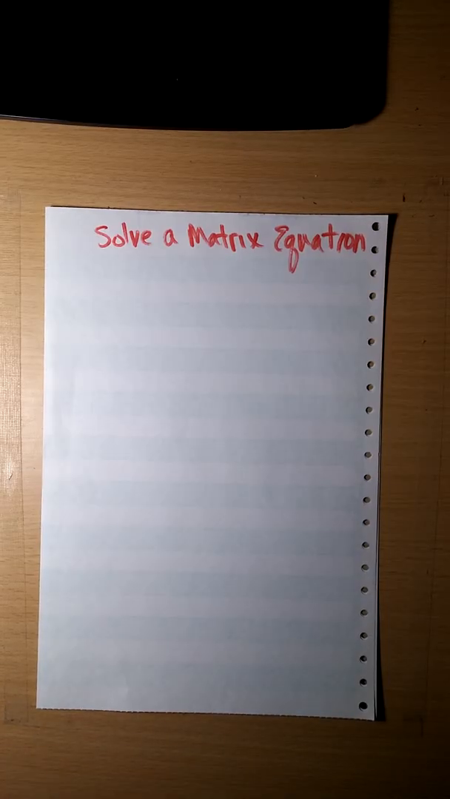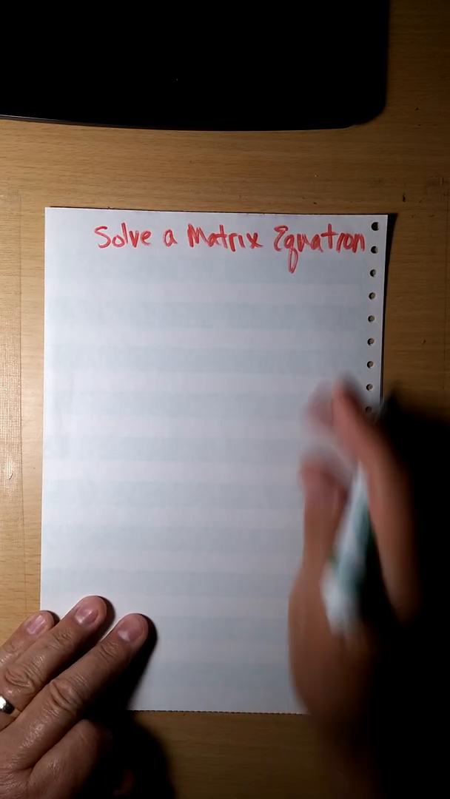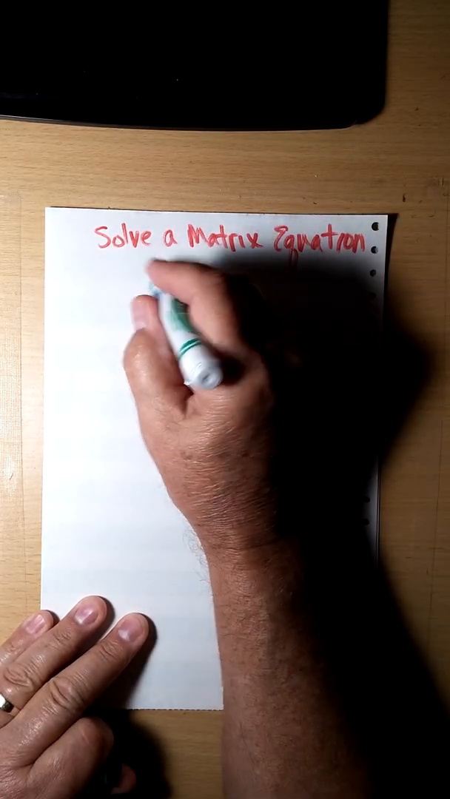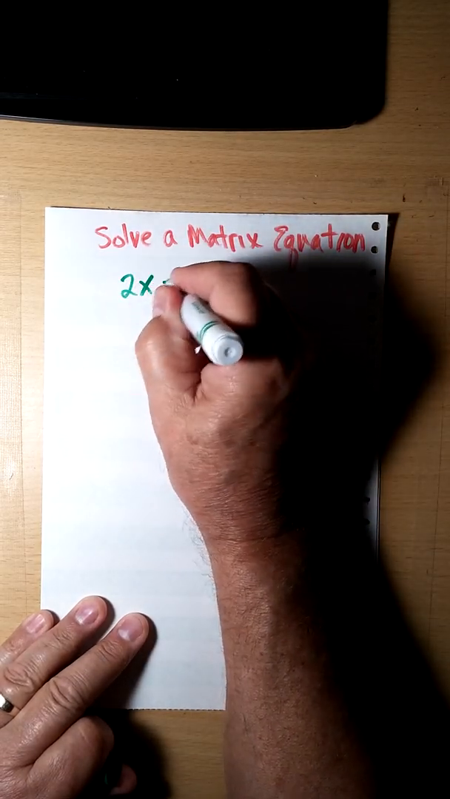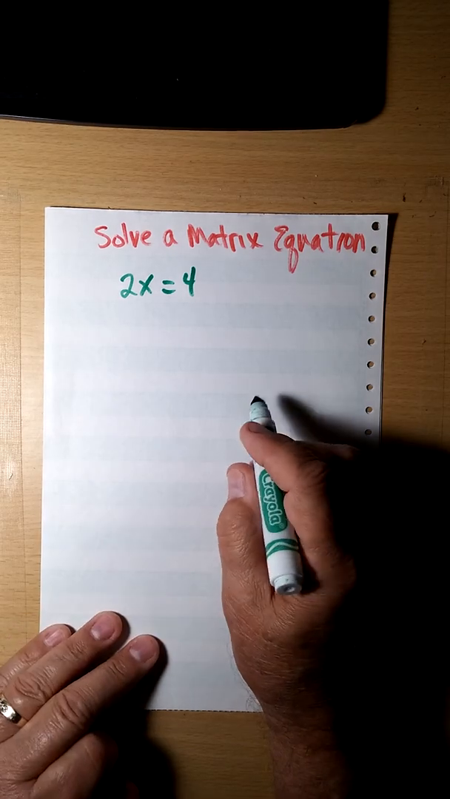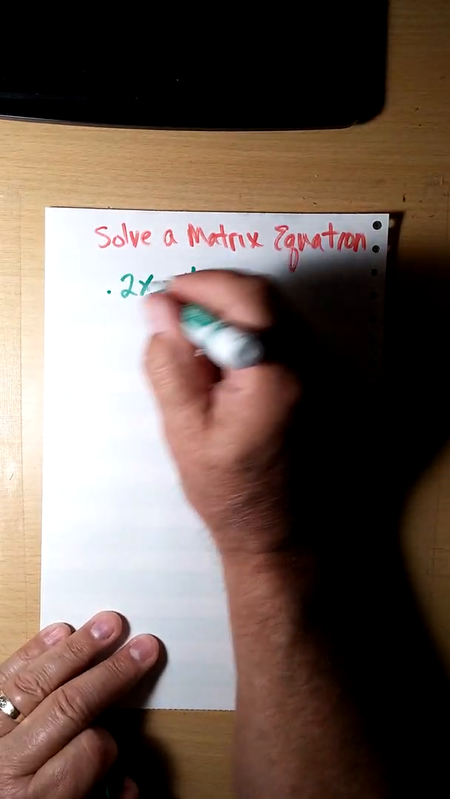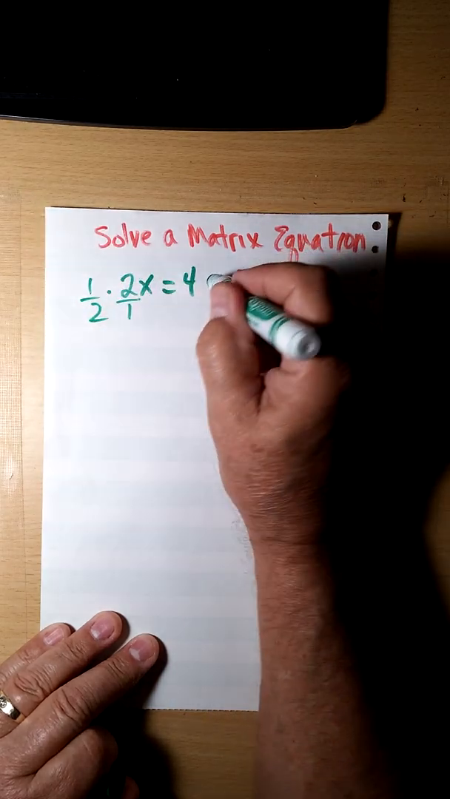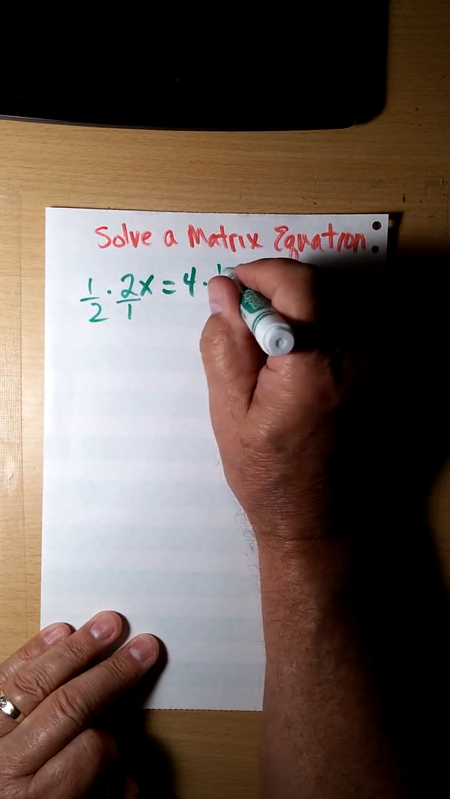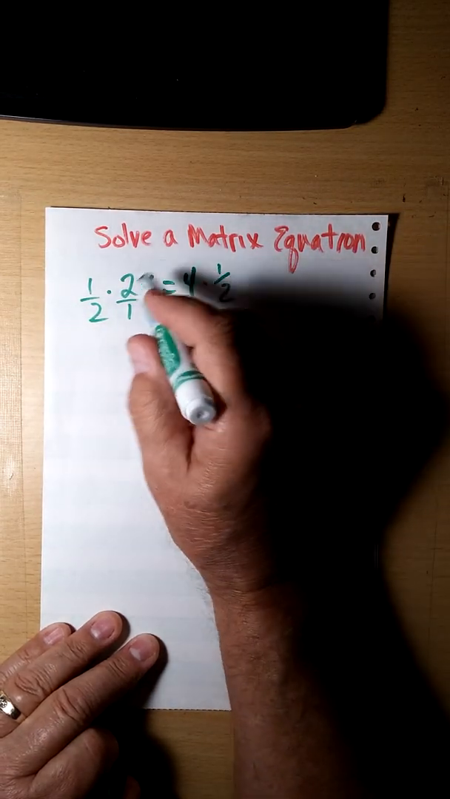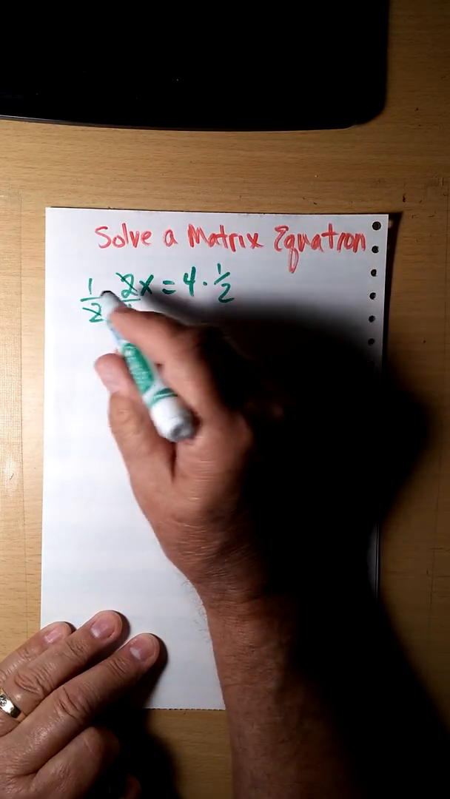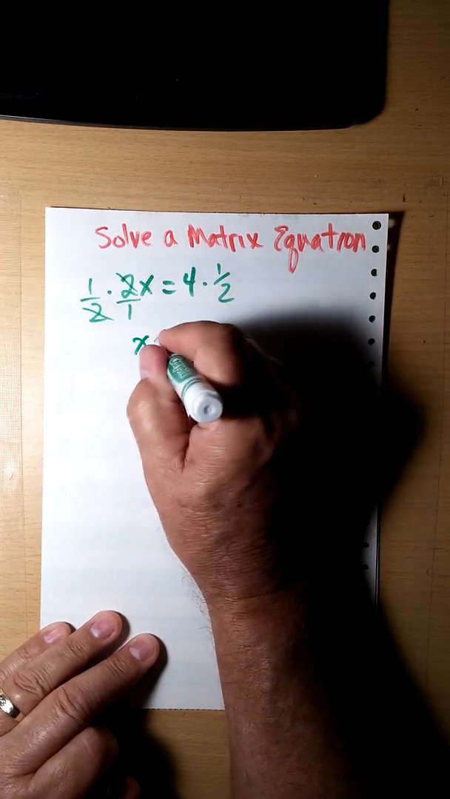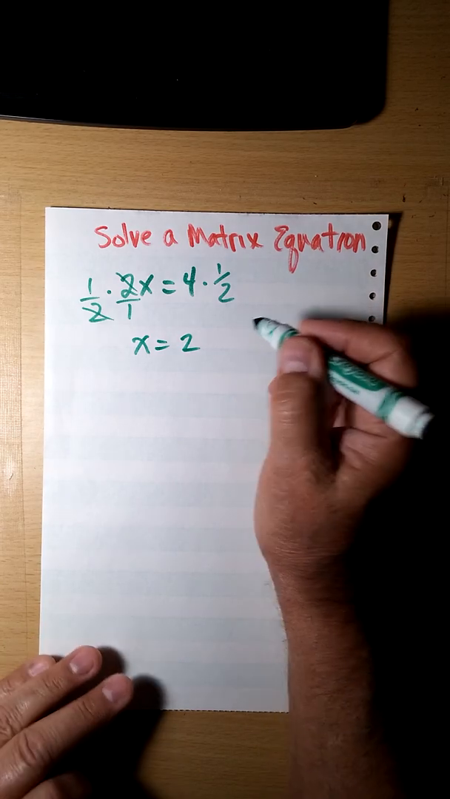If we have an equation, let's say a simple equation, 2x equals 4, we know if we multiply by the reciprocal of 2, 1/2, and if we multiply the right side by that 1/2, these will cancel and we get x equals 2.